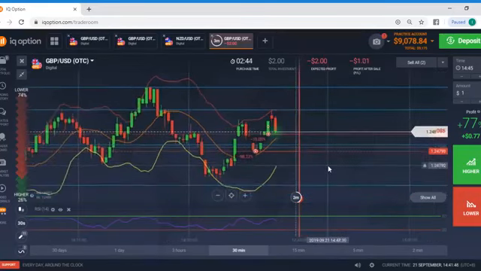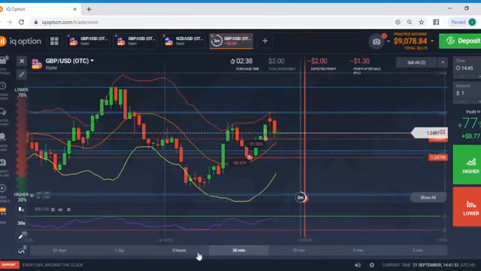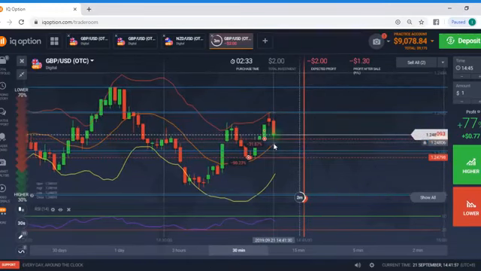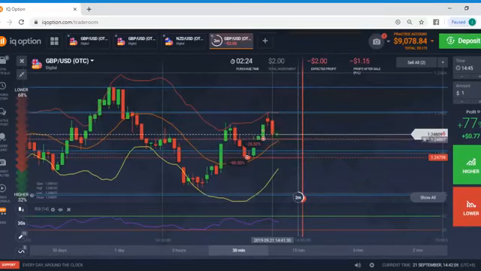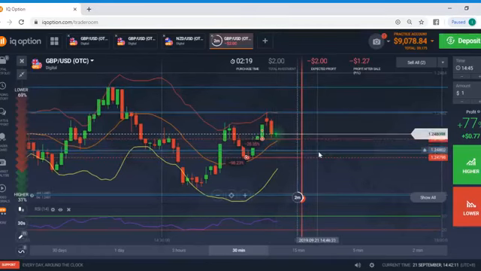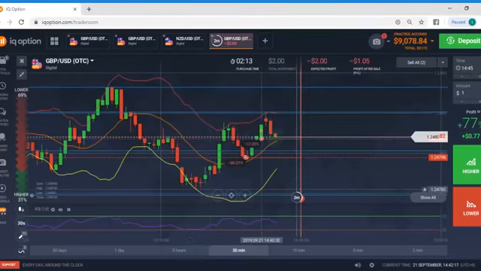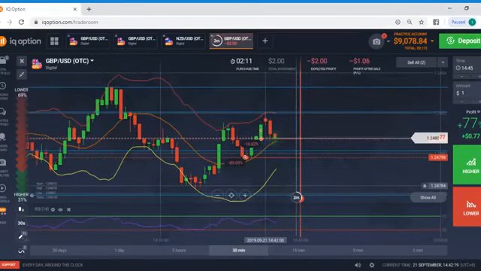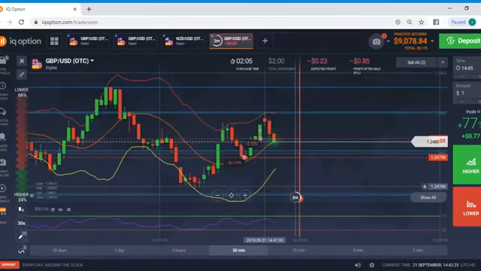We still have 2 minutes, and let's see if it will continue to go down. But you have an MA20 over here. So let's hope it breaks that.